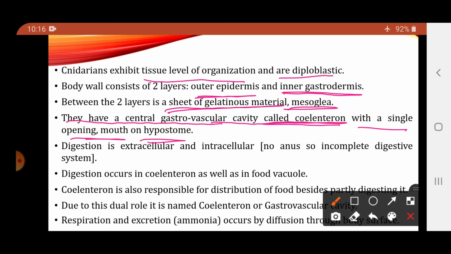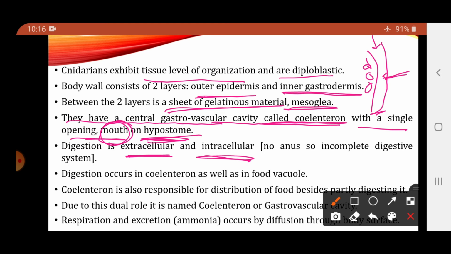Now this coelenteron, which is a digestive cavity, has a single opening which is called the mouth, and this mouth is present on the structure called the hypostome. Now how is digestion here? Extracellular as well as intracellular, that is, some food will be digested inside the cell and some food will be digested in the cavity. Okay, which cavity? Coelenteron. Suppose this is the coelenteron and this is the single opening, this is the mouth. Some food goes inside the surrounding cells for digestion, and some food gets partly digested in this cavity.